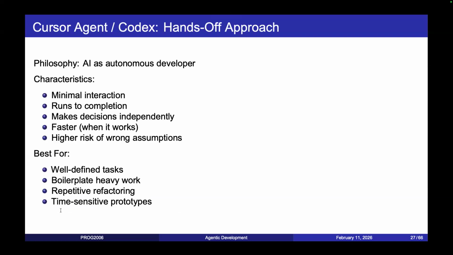All right, so then the hands-off approach, where there is minimal interaction. You're just giving a bigger picture of what needs to be done, and it goes into a cycle. It makes some code, compiles the code, runs the code, checks the tests, fixes things, and so on. You're not involved. It is doing it on its own.